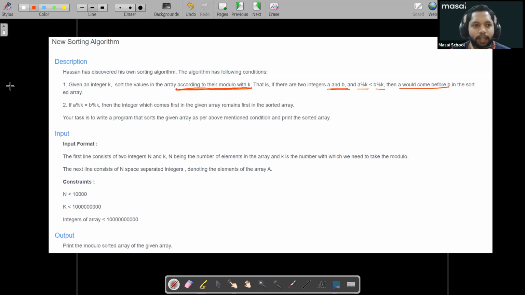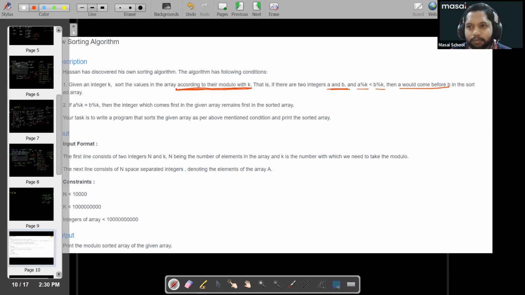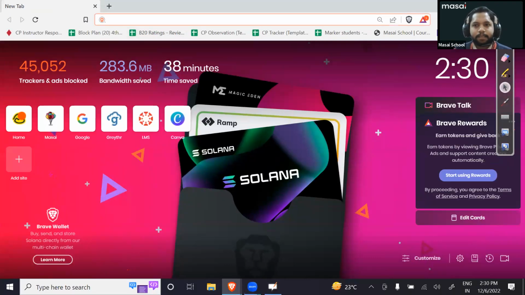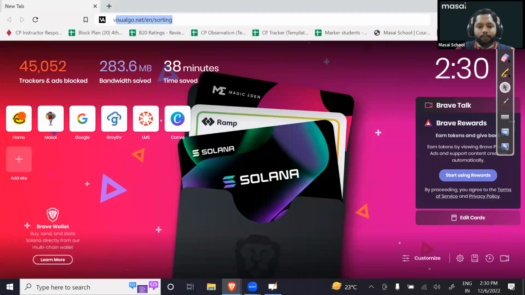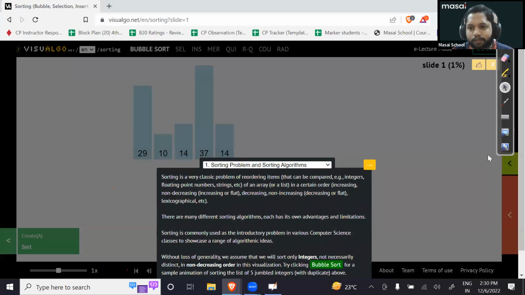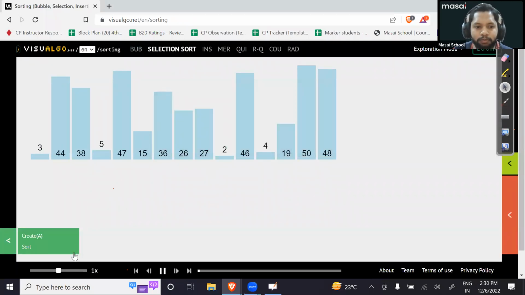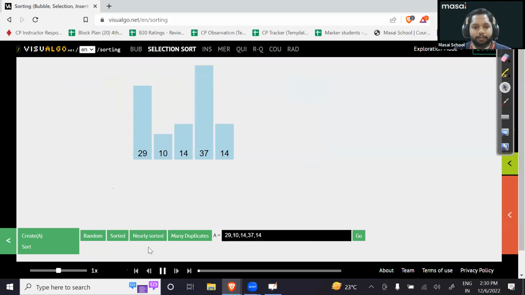Oh, okay. I forgot one thing, that visual algo. Sorry to interrupt you. Just quickly go through the visual algo first. Okay, so this is visual algo, guys. A very awesome explanation of bubble sort and selection sort. You can also explore it. So here is one array. Again, guys, I want an awesome response.